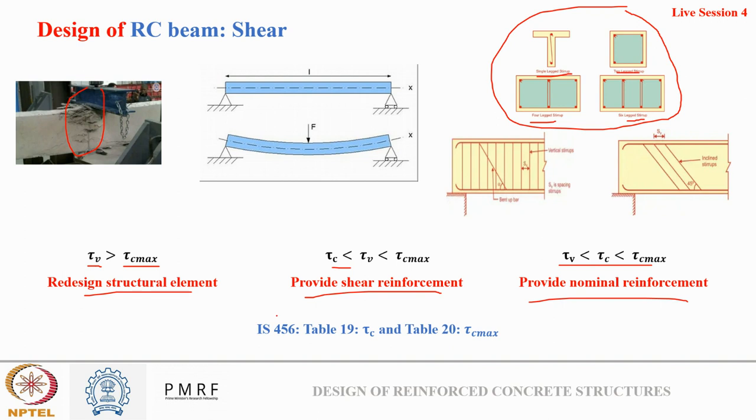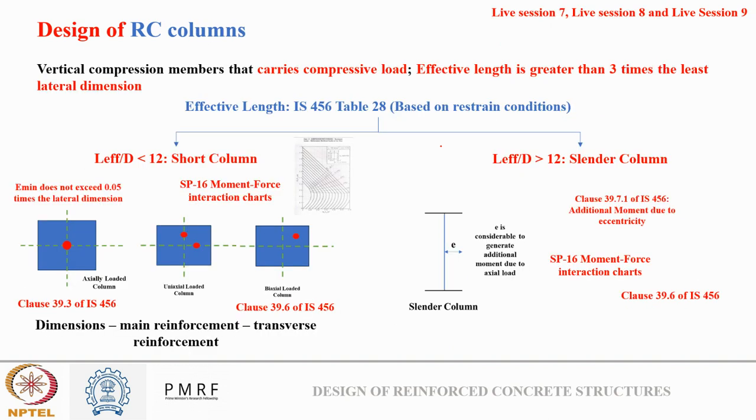So you can always revisit clause 26 of IS 456, where the design of shear reinforcement is discussed, and Table 19 and Table 20 to calculate tau c and tau c max. The same thing we also discussed in live session 4. The whole discussion of shear was done there, so you can always recap the session for having a go at it again.